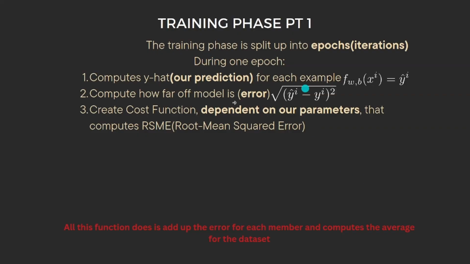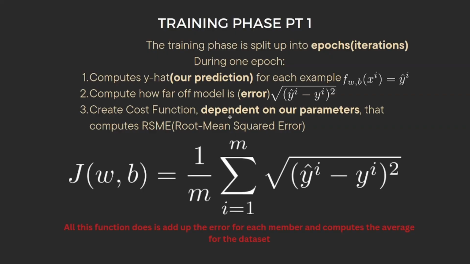So what we're doing is we're taking our predicted value and we're subtracting the actual value in the database, the label. We're squaring it and then doing the square root, and then we can see how far off our model was. We also create a cost function dependent on our model parameters that computes the root mean squared error, the RMSE.